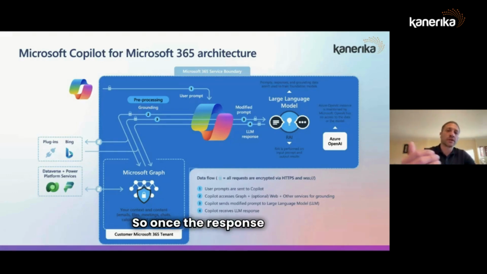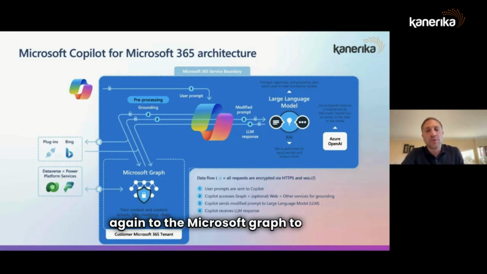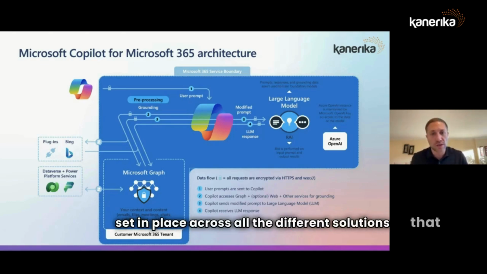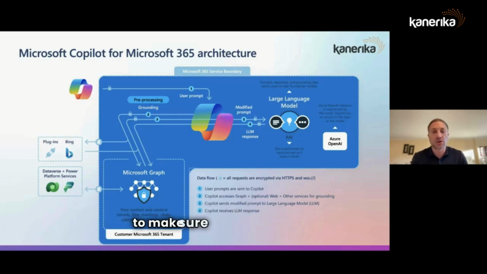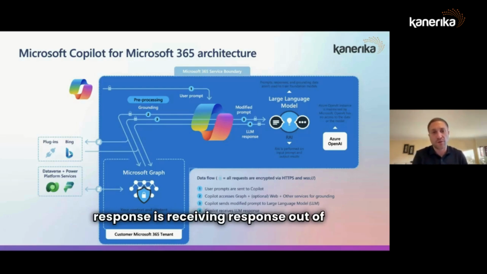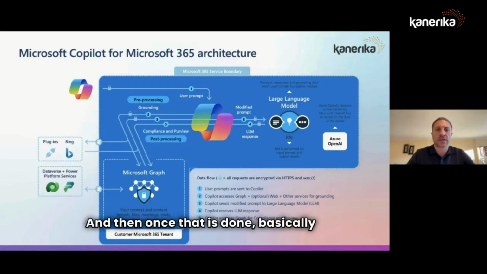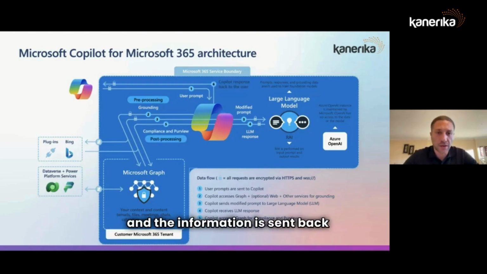Once the response is sent back, it goes once again to the Microsoft graph to make sure that there's no leakage of information, and that all the policies set in place across all the different solutions that we mentioned, with Business Premium or Business Standard, are applied, and to make sure that the user who will receive the response is receiving a response built out of information that they are allowed to review. And then once that is done, the processing happens and the information is sent back to the end user.